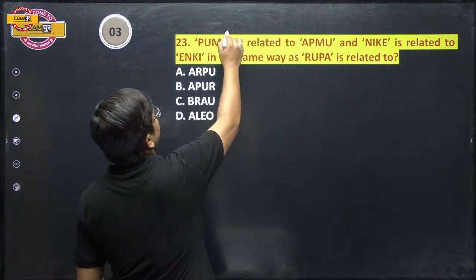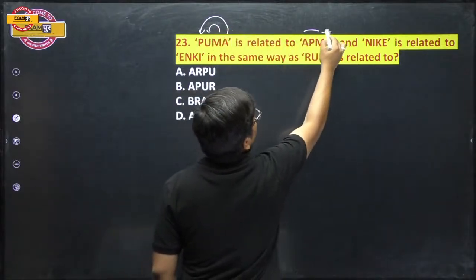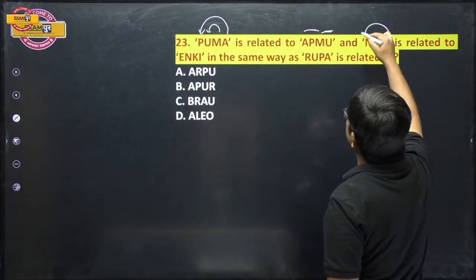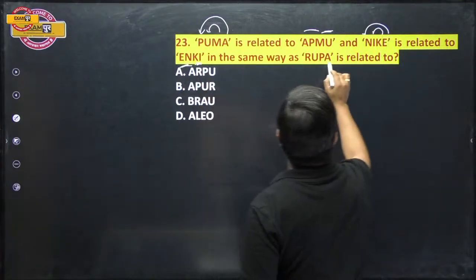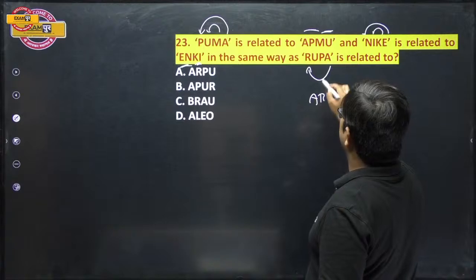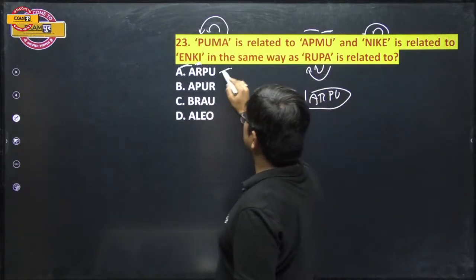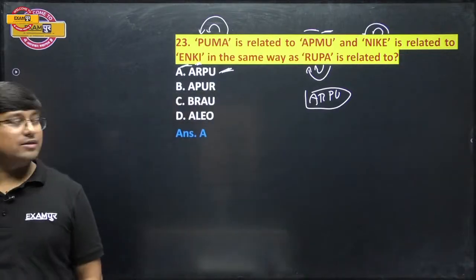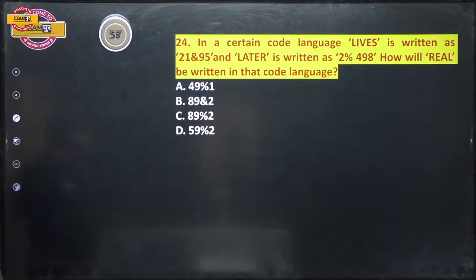See, A, P, M, U. See, E, N, K, I, A, R, P, U. So, A, R, P, U. Answer is option number A. All right, everyone? Clear? Now the next one. Hurry up.